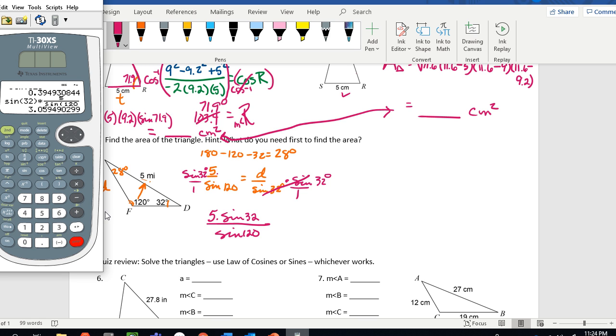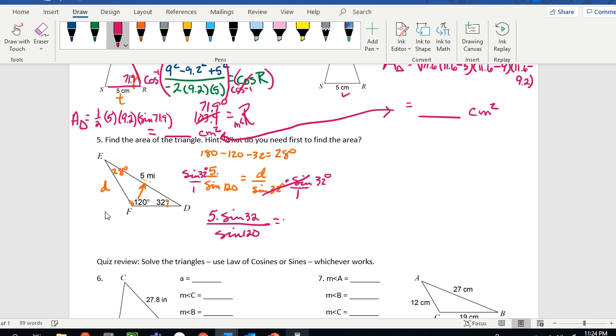Okay, 3.06. Notice it's not a tiny little decimal anymore. And this is miles squared. Okay, I just want to show you, it's very dangerous putting this on that end because kids forget to close that parenthesis. So be careful.